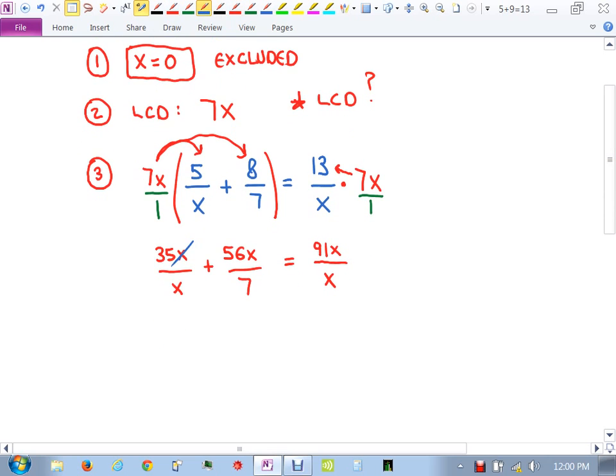Notice that these x's will cancel, right? These x's over here cancel each other out. 56 divided by 7 is what? 8. So what we really have here is 35 plus 8x equals 91. Yes? Okay. That's step 3, multiply through. Step 4, solve the remaining equation.